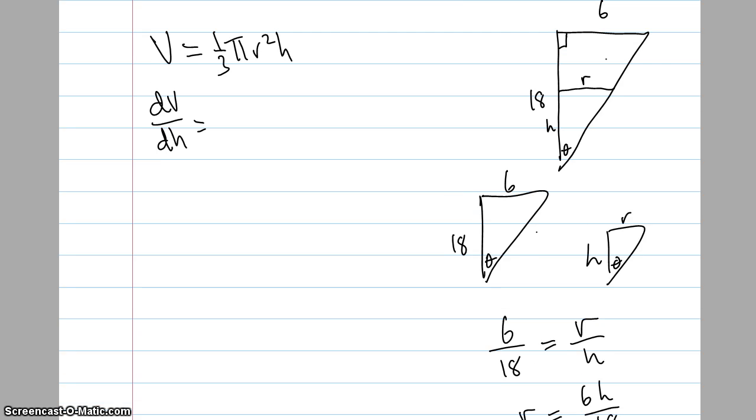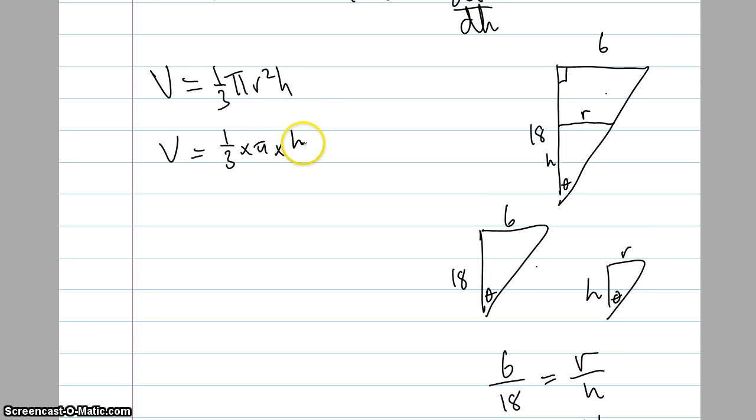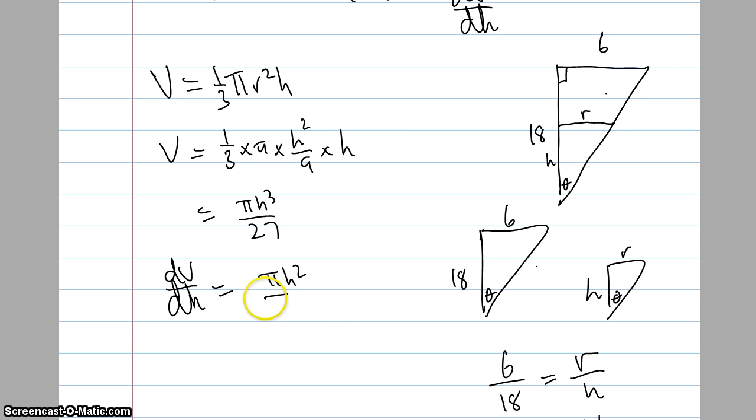Now, before I get dV/dH, which is the thing I essentially want, I'm just going to write down what V equals with respect to h only. So I get a third times pi times r squared, and remember that r is just h over 3, so it's h squared over 9 multiplied by h. So this ends up being pi h cubed on 27. So then dV/dH, which is the thing that I actually want to get, is going to be pi h squared on 9.